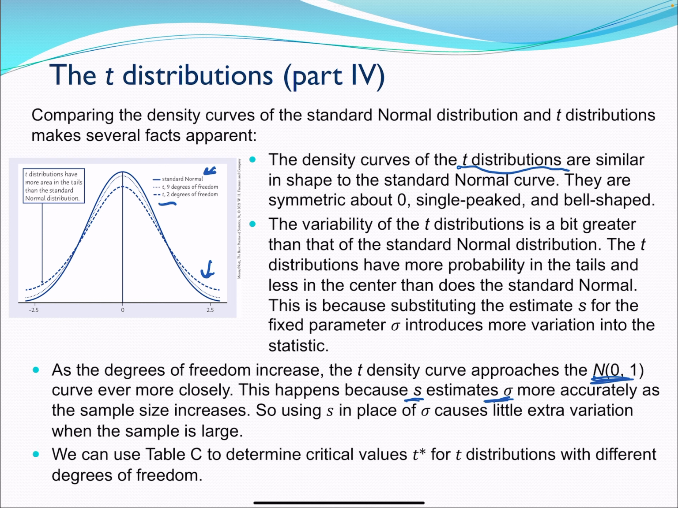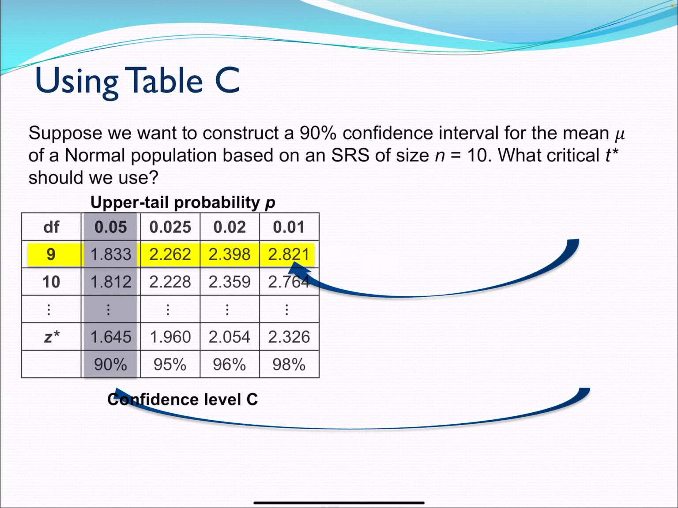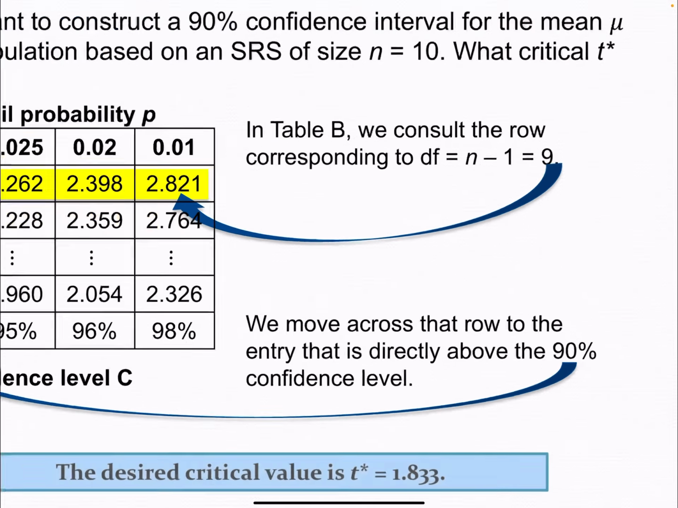So for this, we're going to use Table C. It's available in your book. You can also look for a t-distribution table to determine our critical values for t-distributions with different degrees of freedom. So how would we use our Table C? And then in the next video, we will do some examples. So let's get everything up on the board.